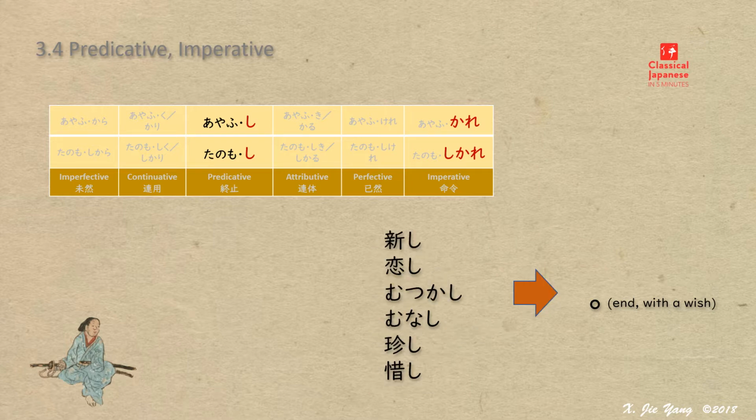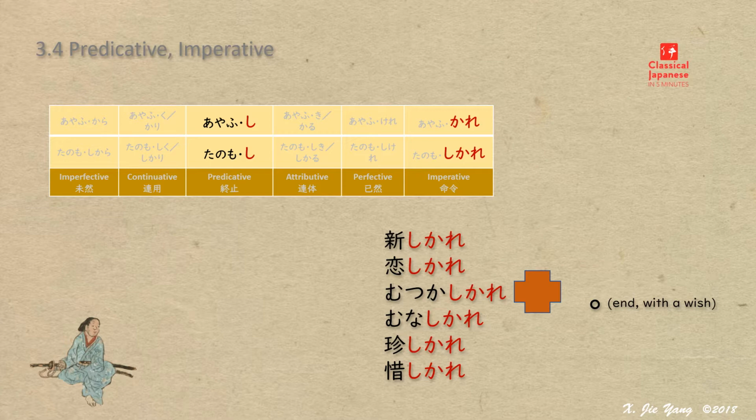Then examples from the second type. 新しかれ、恋しかれ、難しかれ、虚しかれ、珍しかれ、惜しかれ.